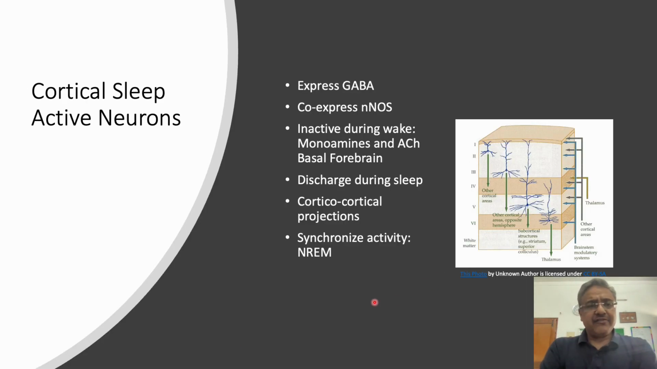Now, there is another set of neurons which are present in the cortex, and these are known as cortical sleep active neurons. These neurons express GABA, and along with the GABA, they also express nitric oxide synthetase. These neurons remain inactive during wakefulness because of the signals coming from the monoaminergic neurons from the brainstem as well as the basal cholinergic neurons. But as the person sleeps, the discharges from these neurons increase, and these neurons have corticocortical projections. So they inhibit all the cortical neurons and synchronize the activity of all the cortical neurons during the sleep, and that is the reason that non-REM sleep appears.